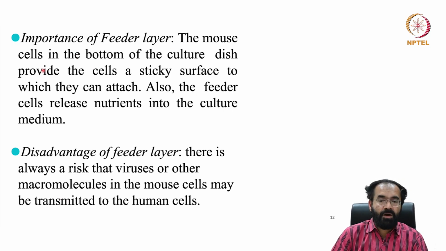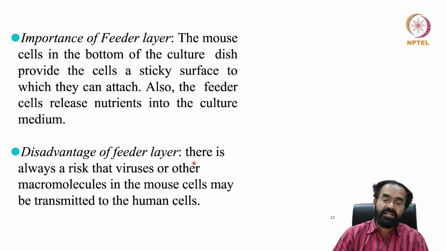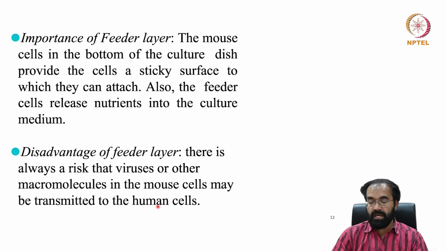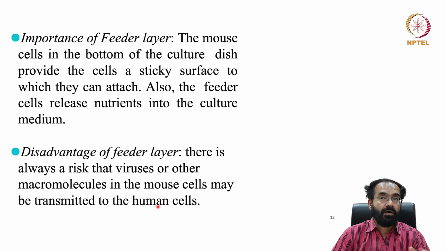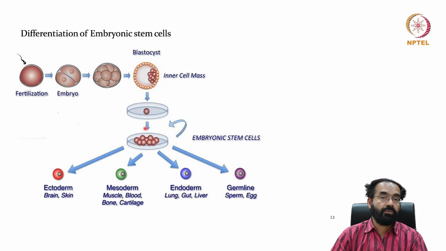Importance of a feeder layer. The mouse cells at the bottom of the culture dish provide the cells a sticky surface to which they can attach. Also, the feeder layers release nutrients into the culture medium, which is beneficial for the embryonic stem cells. Disadvantages of the feeder layer: what is the disadvantage? There is always a risk that viruses or other macromolecules in the mouse cells may be transmitted into the human cells, because even though they are not dividing, they are able to release some unwanted biohazard into the stem cells. So if you are using it for human treatment, one should be wary about that.